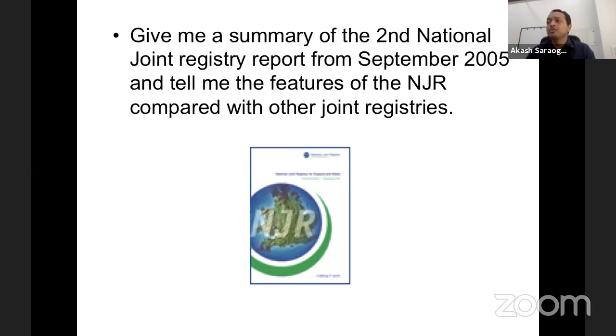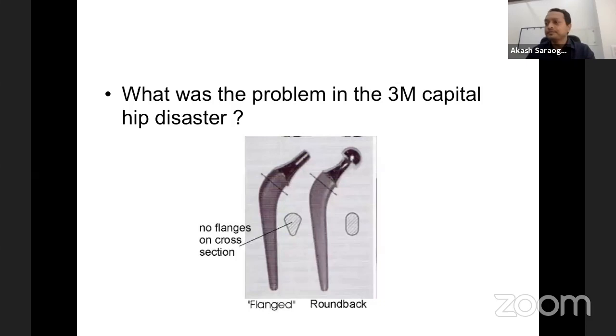They might ask you about a particular year, but usually they ask you about the latest joint registry report: tell me, in the latest joint registry, how are the unis performing, and how are the totals performing compared to unis. So you need to know all those things about the latest joint registry data.